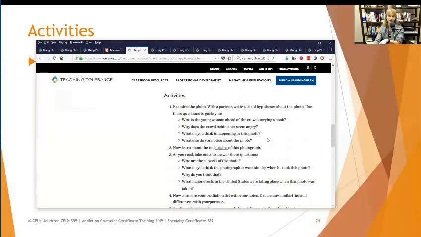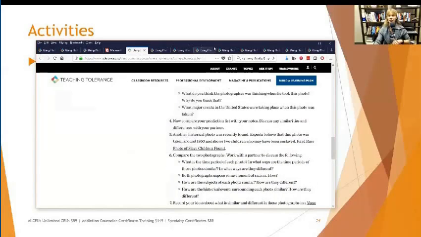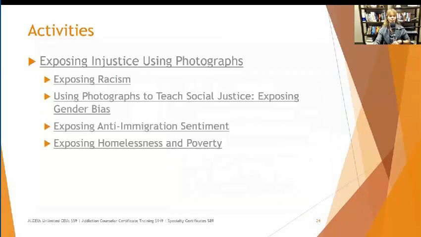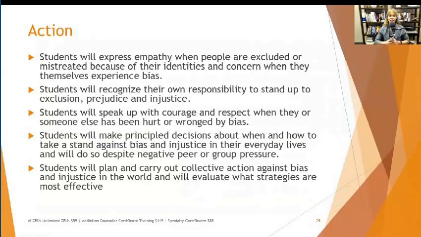So there's a lot of questions that are there for you. There are activities on the Exposing Injustice website for exposing gender bias, anti-immigration sentiment, and homelessness and poverty discrimination. So those are all things that you can look at. We're not going to go through each one of those today for the sake of time.